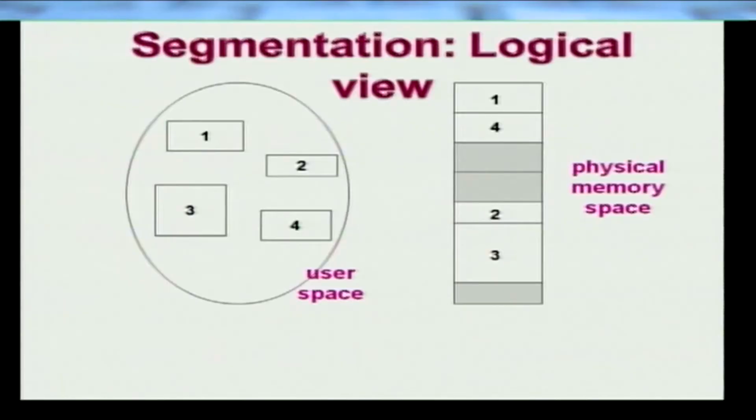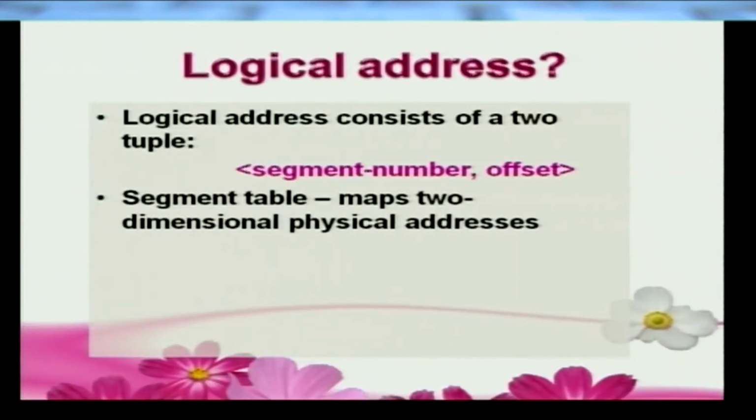The logical view of segmentation goes like this. This is the physical memory which is available, and the order of arrangement inside the physical memory goes this way. Segment 1 is stored in the first location, and next 4, followed by a vacant place, then 2, and then 3. However, the user view is to combine all these components together to execute a particular program. Therefore, segmentation supports the user view of the operating system.